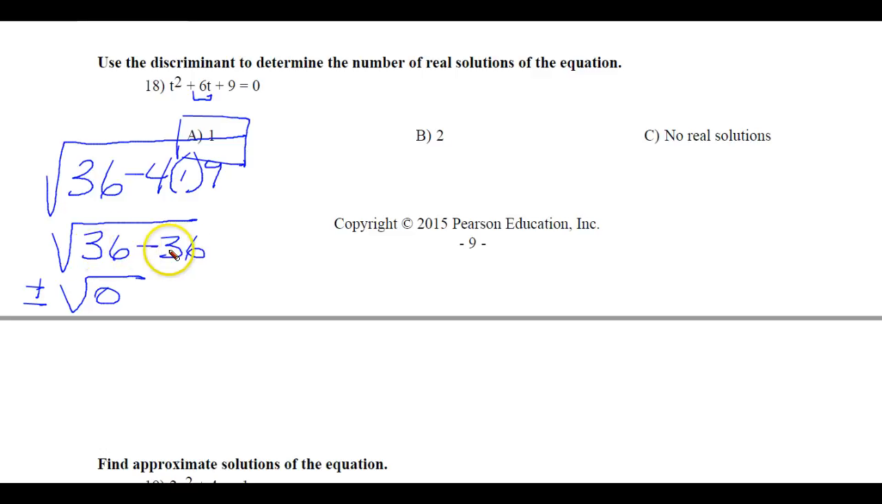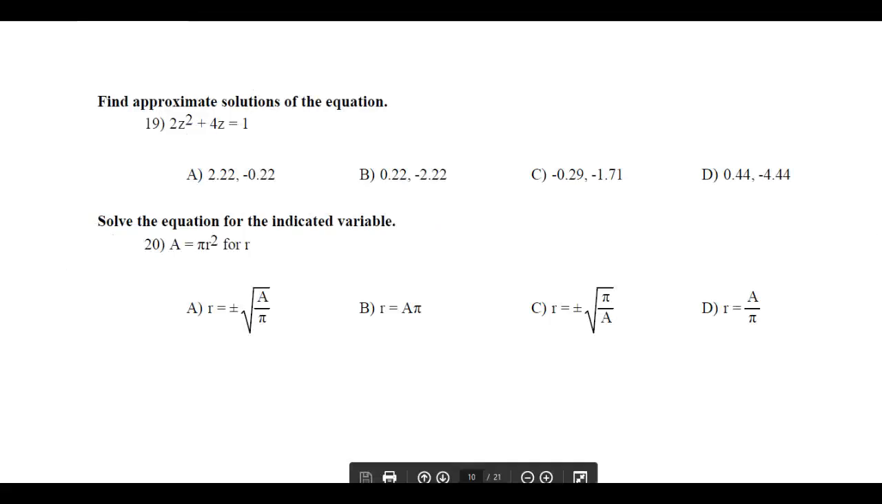Now, if this turned out to be negative under the radical sign, then there would be no real solution. And if this turned out to be positive, other than not a 0, but a positive number, then there would be 2 solutions, because it's plus or minus what is there. Okay, that was a good review.